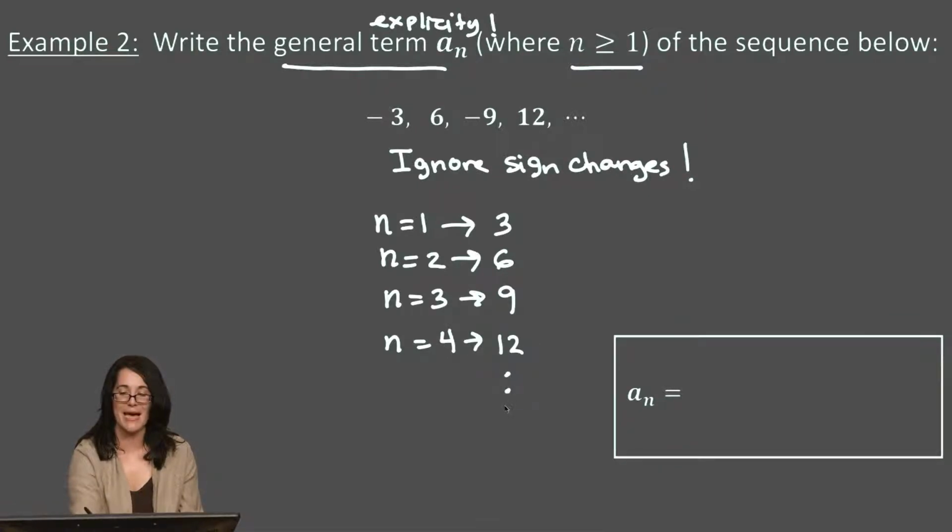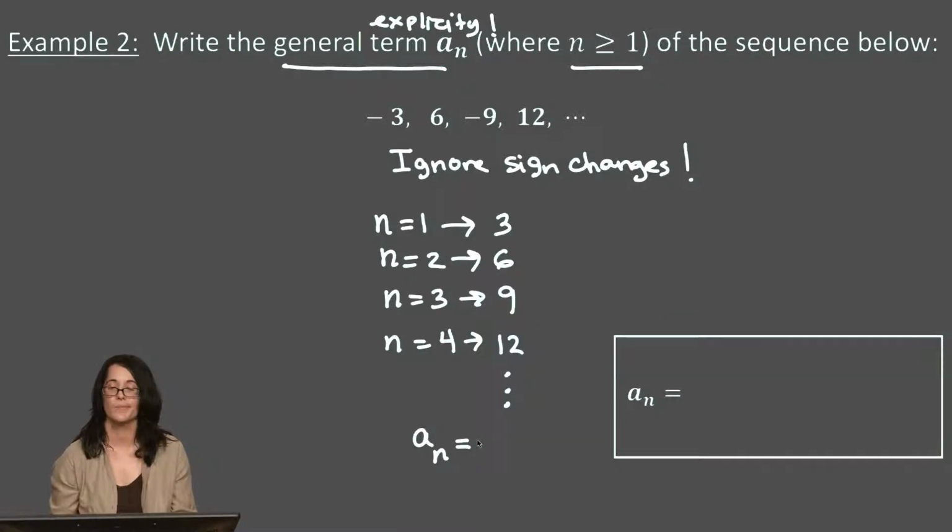Do I see a pattern for my nth term currently? Between n, the term number, and 3, let's say, the term itself. Between n equals 2 and the term 6. Between n equals 3 and the term 9. Between n equals 4 and the term 12. Do you see a pattern? You can take your time and pause the video and come back.